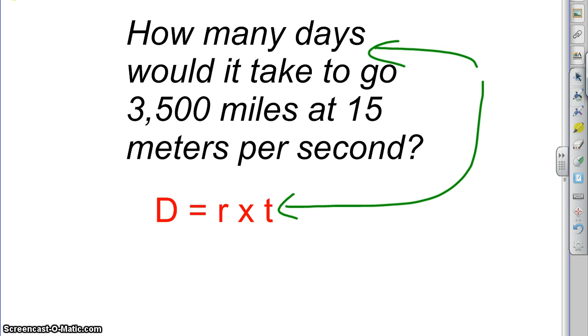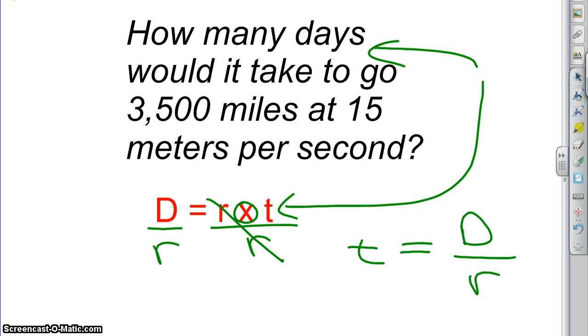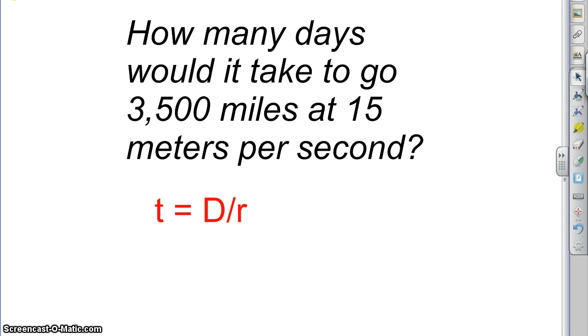So why isn't time by itself right now? Well, because it's being multiplied by r. So what's the opposite operation of multiply by r? Divide by r. But anything you do to one side of the equation, you have to do to the other side of the equation. The r's cancel, and if we rewrite this, we find that t is equal to d divided by r. How useful is the algebra? It's amazing. So t equals d divided by r is the formula that we want to use.